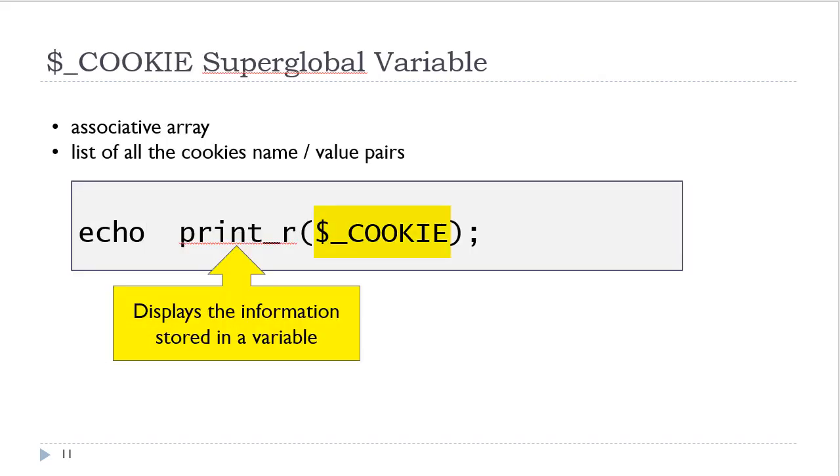We have a $_COOKIE superglobal variable, just like we have a $_POST and a $_SERVER. The $_COOKIE variable is technically an associative array. It holds all of the name value pairs in that cookie. You can easily test your cookie using the print_r function, passing it that variable $_COOKIE, and it will show you the array of name value pairs.